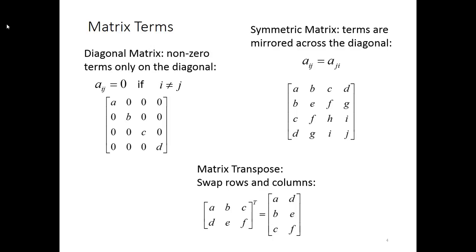And the last term on this slide is matrix transpose. In the matrix transpose, what we're doing is we're swapping the rows and the columns. So the first row of a transpose matrix becomes the first column when we perform the transpose.